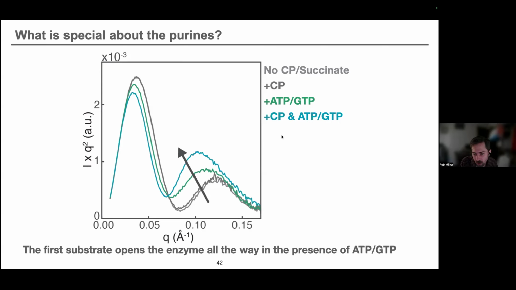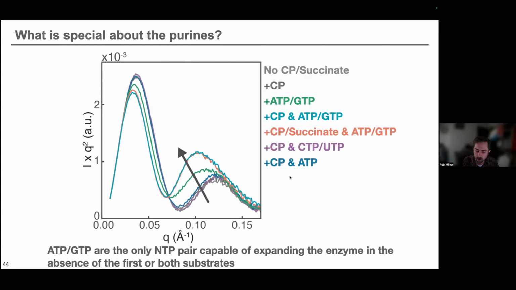And we were even more surprised when we provided this ATP GTP bound state its first substrate, CP, and it expanded even further. In fact, it expanded to our most expanded R state, this R state bound to ATP and GTP. We, of course, wanted to verify if any other nucleotide pair was capable of inducing this structural transition in the absence of either substrate or just the presence of the first. And what we saw is that no other nucleotide pair was capable of inducing a conformational change, irrespective of whether the first substrate was bound. And so this is another really powerful aspect of SAXS.